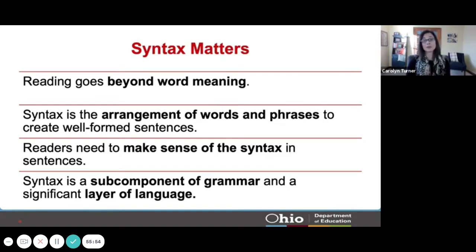And syntax is a subcomponent of grammar. Grammar is important, and we still do need to be teaching grammar. I like to joke, it's not necessarily that old school grammar where we're diagramming sentences, but our learners need to know the basic function of the word. Okay, what is that word doing in our sentence? So it's not necessarily the list of nouns, verbs, adjectives, adverbs, but it's the function of the word. What role does that word play in the sentence?